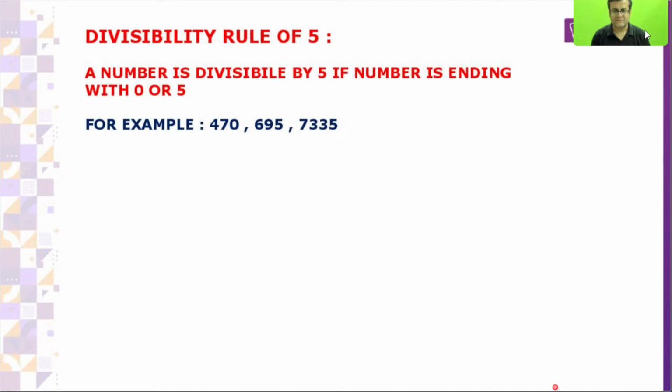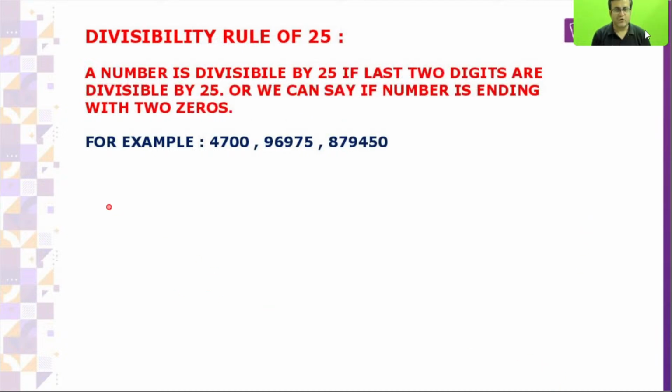Let's come to next. Divisibility rule of 25. Same as that of 5. As we were looking at the last one digit, in this case, last two digits. Last two digits should either be 0 0 or divisible by 25. Last two digits 75, 50, it is divisible by 25. So the complete number is divisible by 25.